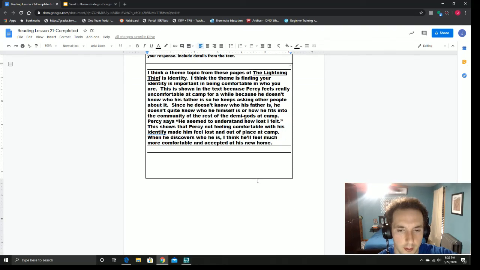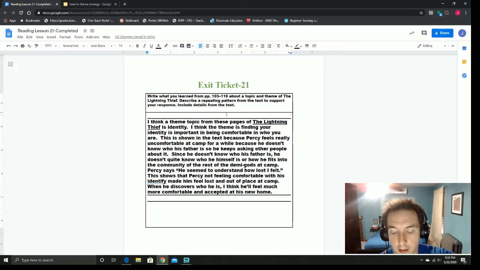This is a strong response and what many of yours should look like, but again, there are so many different theme topics in these pages that if you picked a different one and explained it well, hats off to you. So I hope that was enjoyable. As we get further along in this text, we find out more and more about Percy, who he is, and the different ways that he fits in or doesn't fit into this community. I'm excited to go on the journey of discovery with you and hope that you can apply that to your own life as well. I'll see you soon.